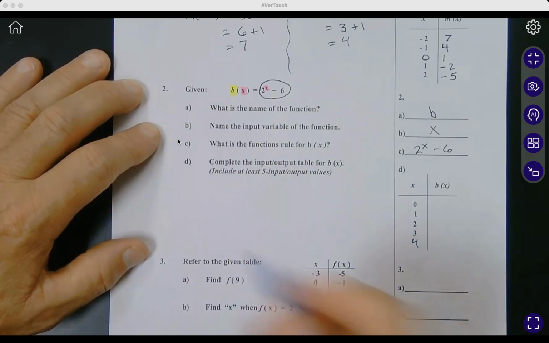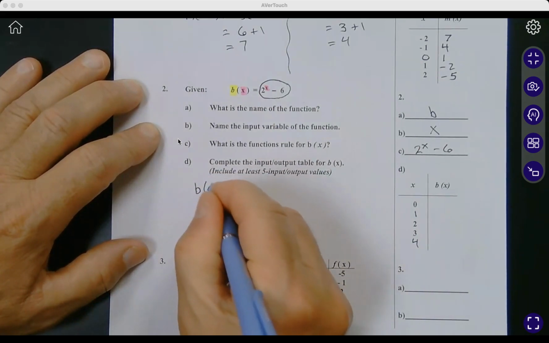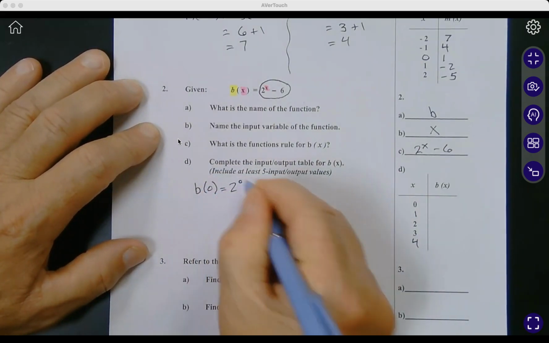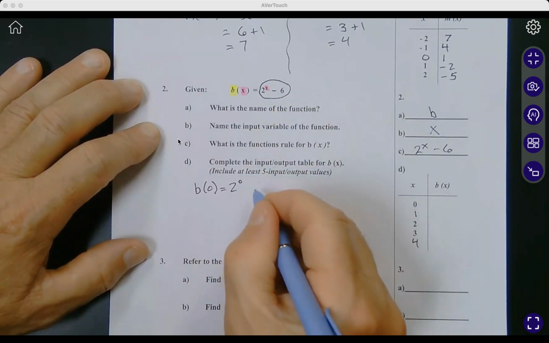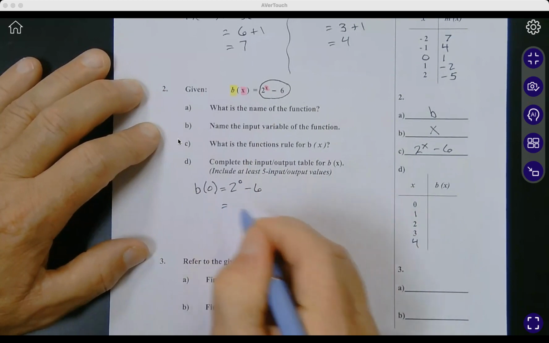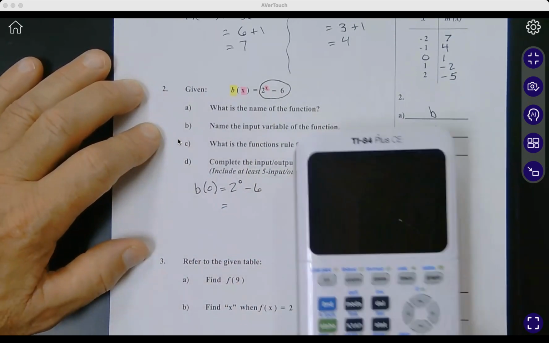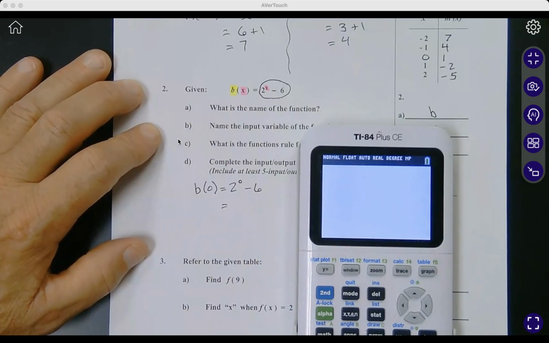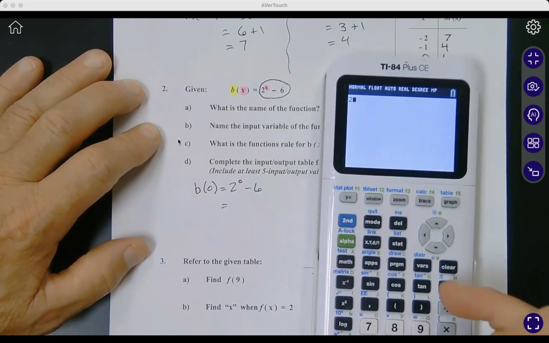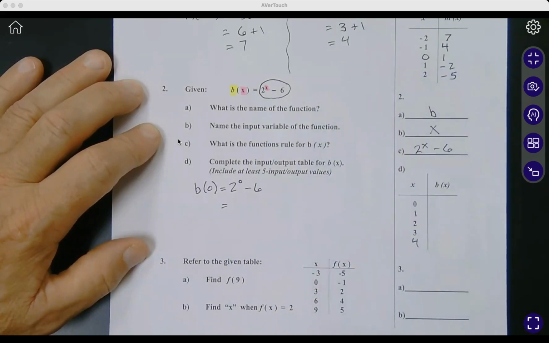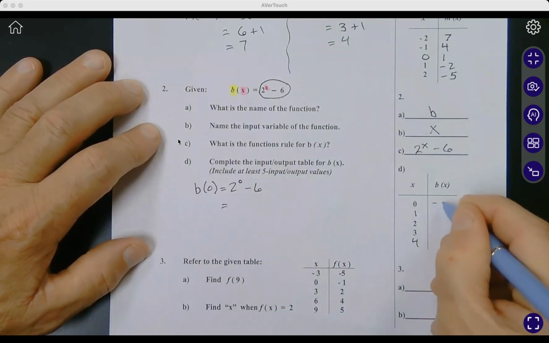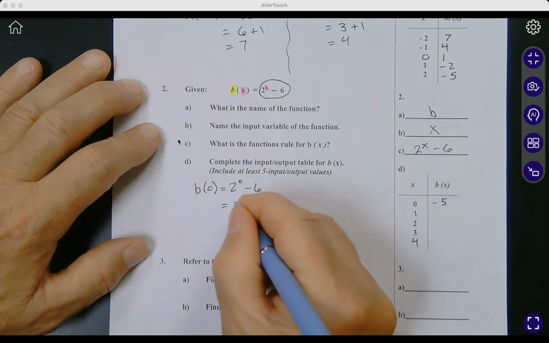All right, so now I'm going to input these values one at a time. b of 0 equals 2 to the 0 power minus 6. So I'm replacing that input variable with the value I want to input. 2 to the 0 power. Let's go ahead and use our calculator on that. I'm going to hit 2. The power button is this button right here. So power 0, and I get 1. So then I have 1 minus 6. That gives me -5. So when I had an input of 0, I got an output of -5.